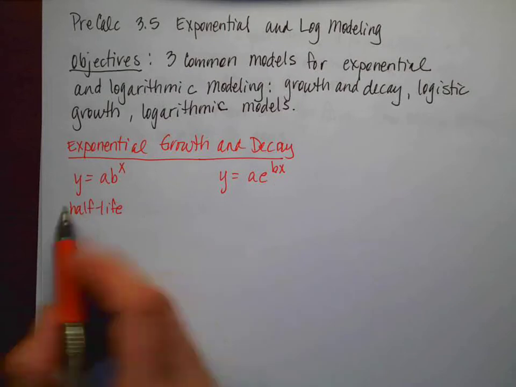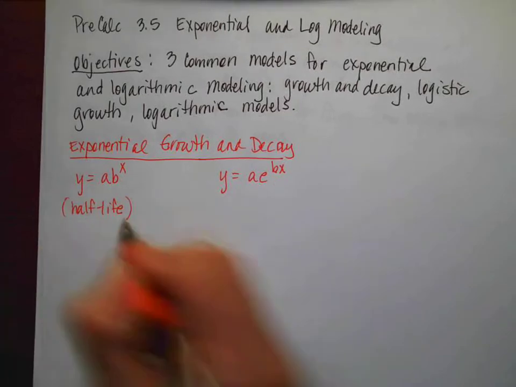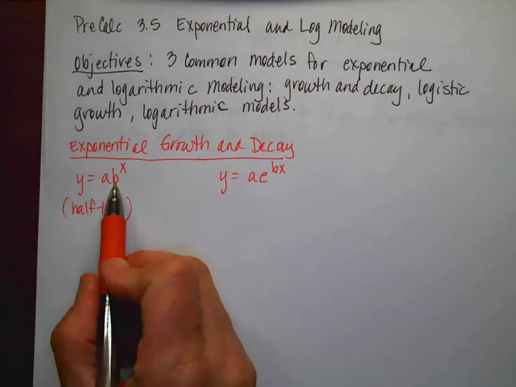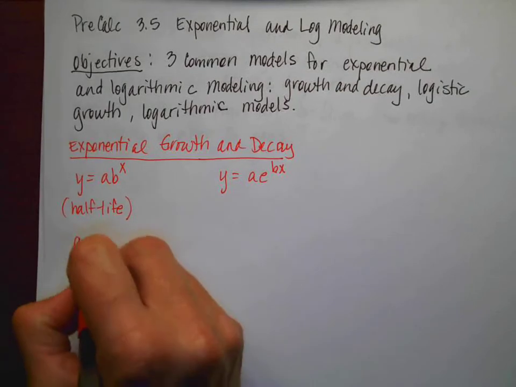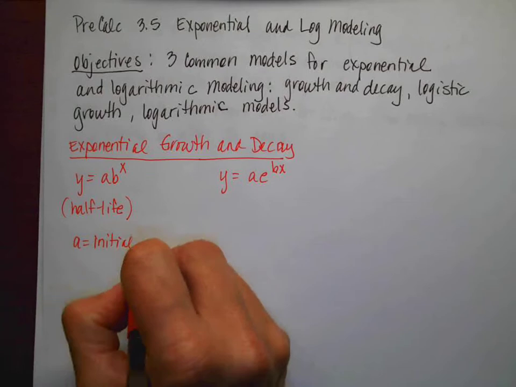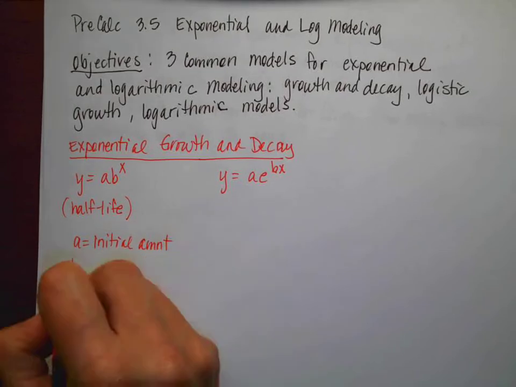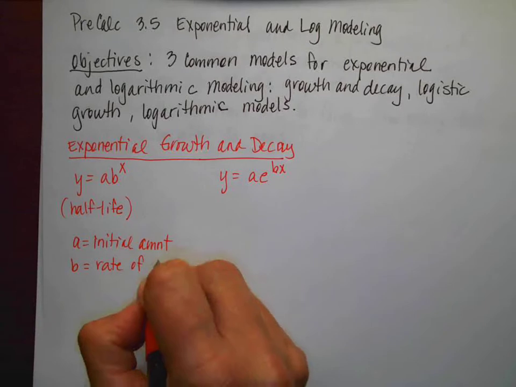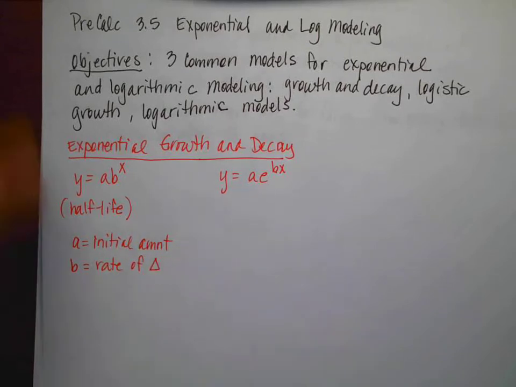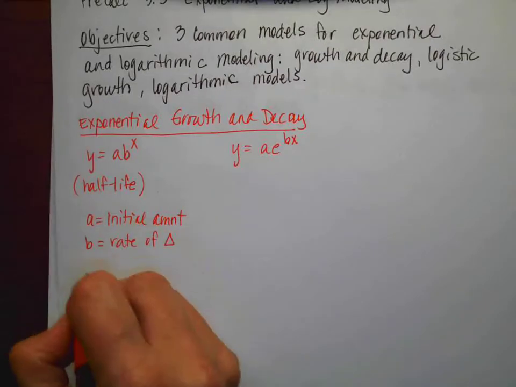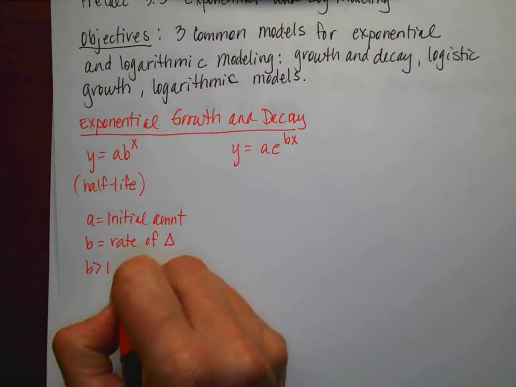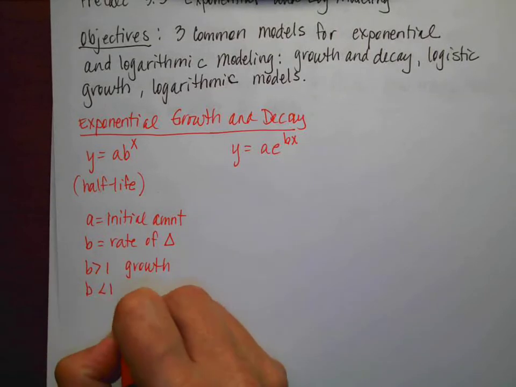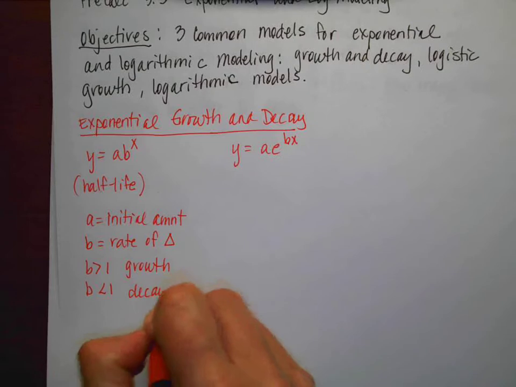So let's compare each one. You can use either for half-life, I just think this one is easier. A is going to be the initial amount. B is going to be the rate of change, so if it is growth or decay, that's what B represents. If B is greater than 1, it's going to be growth, and if B is less than 1, it's going to be decay.